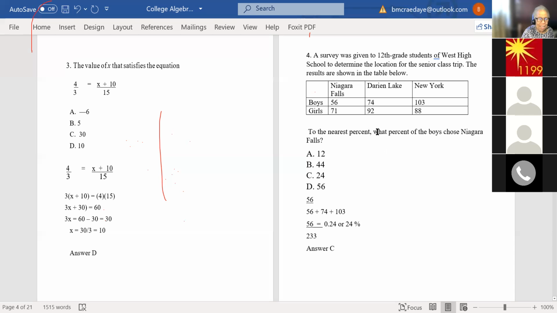Answer C. The number of boys that selected Niagara Falls divided by the total of all the boys that selected a trip. And that's why you add the 56 for Niagara Falls, the 74 for Darien Lake, and 103 for New York. 24% of the boys chose Niagara Falls. All right. Question?